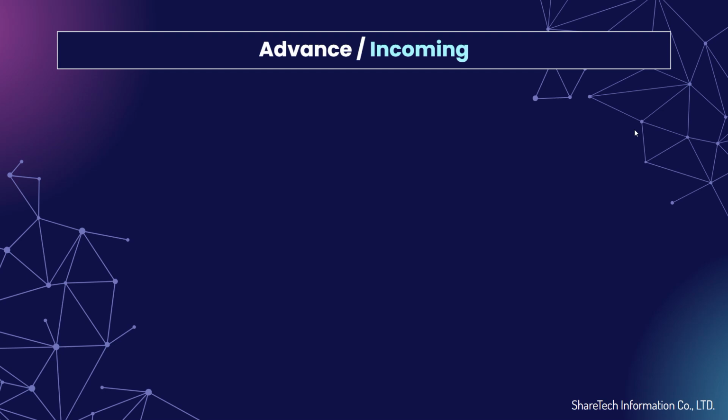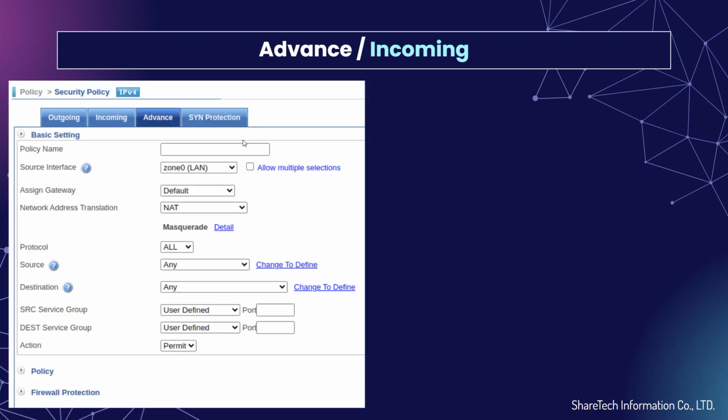This is advanced and incoming. And if you want to create an incoming type rule in advance, you need to go to Network Address Translation item and select Mapped IP or Mapped Port. So this is the screen when you click on Advanced at the beginning. Then you can select Mapped IP or Mapped Port from Network Address Translation.